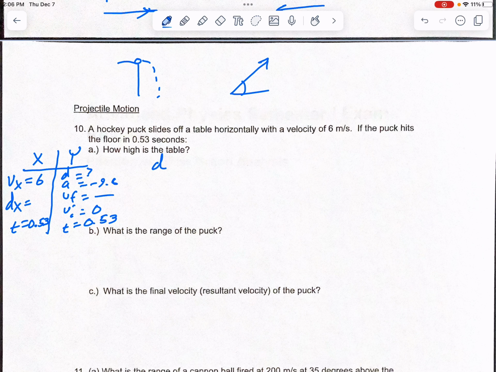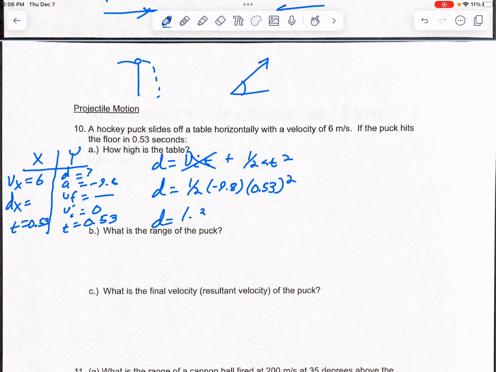So we're going to use D equals VIT plus 1/2 AT squared. So VI is 0, so you can go ahead and get rid of the whole VIT thing. So distance, which we don't know, equals 1/2 A, which would be negative 9.8, times T squared, so 0.53 squared. And we're going to get a distance of 1.38 meters.